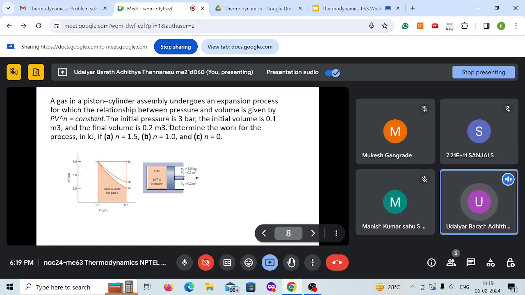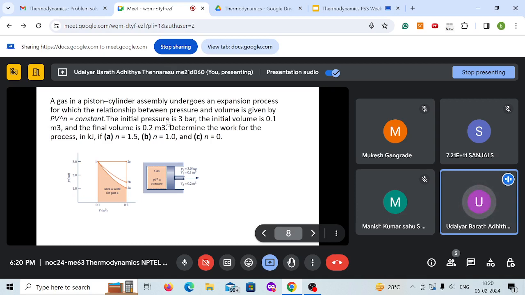So you have a gas piston cylinder assembly which undergoes an expansion process. The relationship between pressure and volume is given by PV^n is constant. That is the process through which the piston is expanding, and the initial pressure is given as 3 bar. The initial volume of the cylinder with the piston is 0.1, and after expanding the volume becomes 0.2 meter cube. They have asked us to find the work of the process for 3 cases: a, n is 1.5; b, n is 1; and c, n is 0.